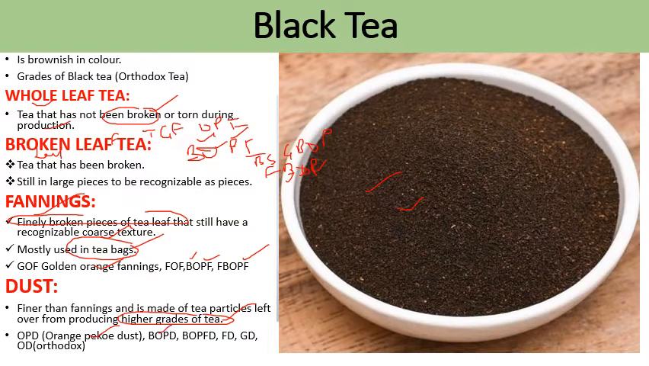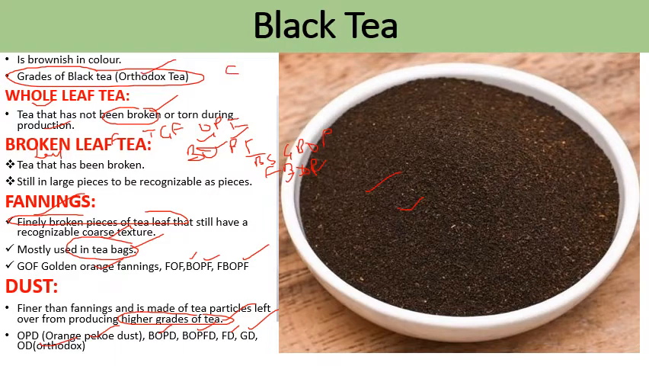Then we have BOPFD, that is broken orange pekoe fine dust. Then we have FD, that is fine dust. Then we have GD, that stands for golden dust, and OD, which stands for orthodox dust. So these are the various types of tea dust on the basis of leaf used or part used of tea plant. So this is the type of, or we can say, grades of black tea. Similarly, these are the types of orthodox tea.